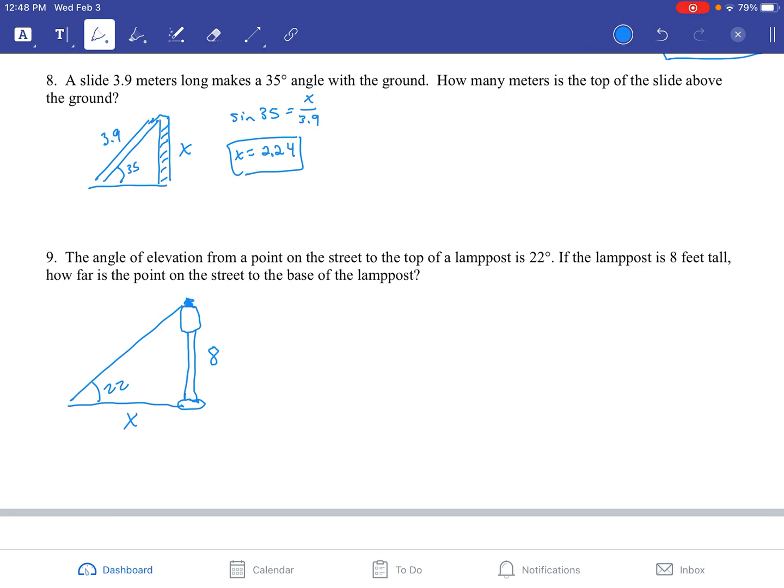Okay. So this is going to be a tangent problem because we're given the opposite and the adjacent. So the tangent of 22 is equal to the opposite, 8 over x. All right. Again, picture is worth points, the equation setup is worth points, and now the answer. So 8 divided by the tangent of 22 gives you x will equal 19.8.